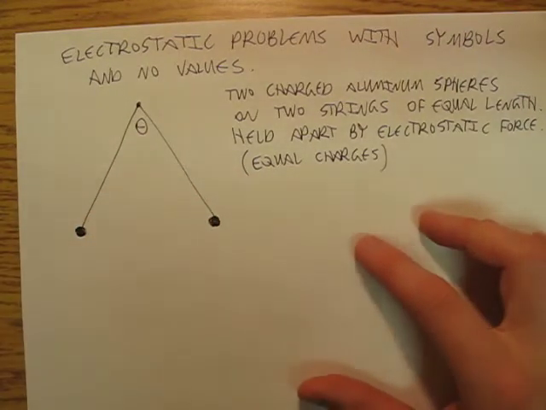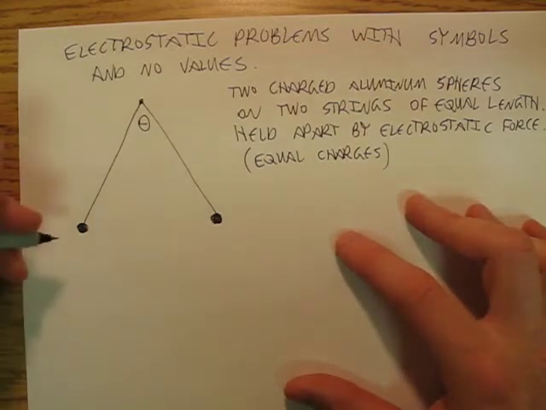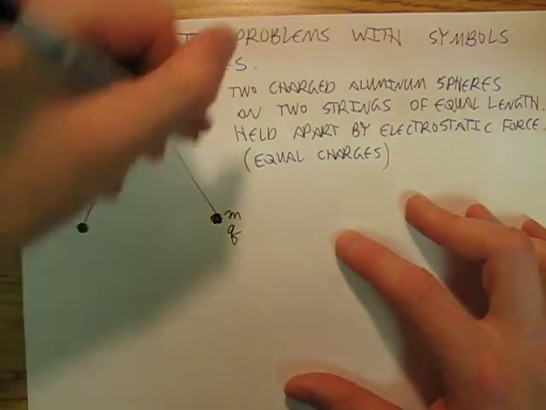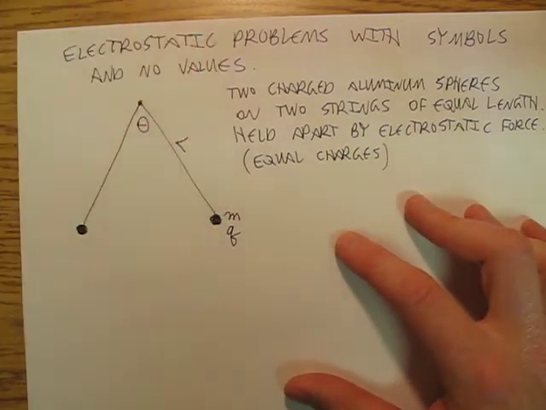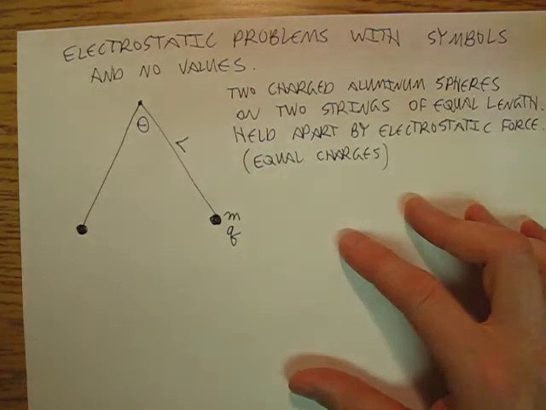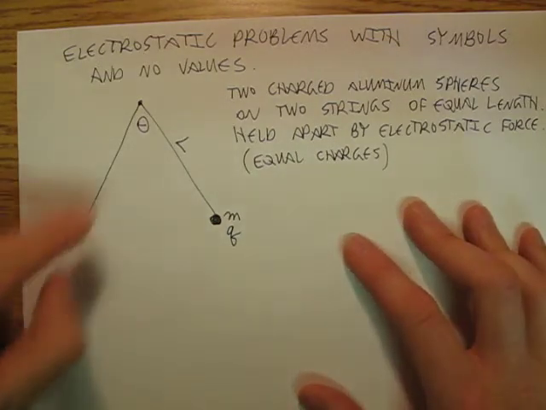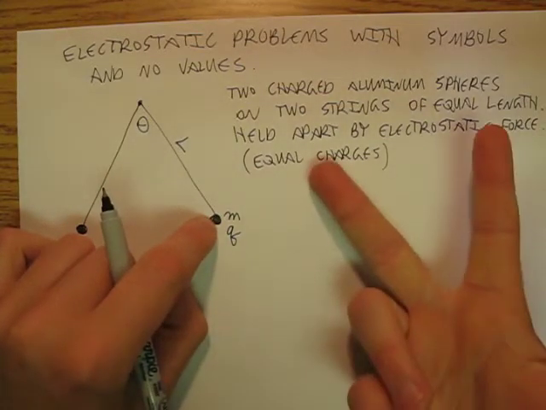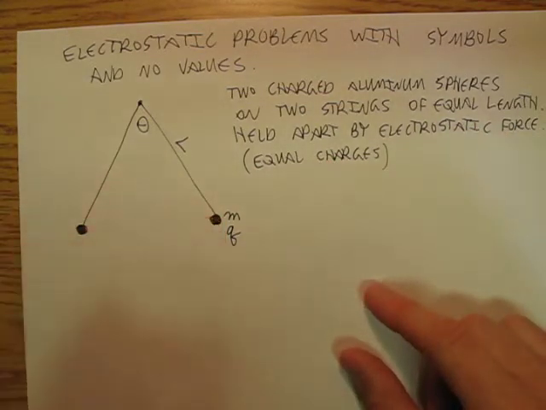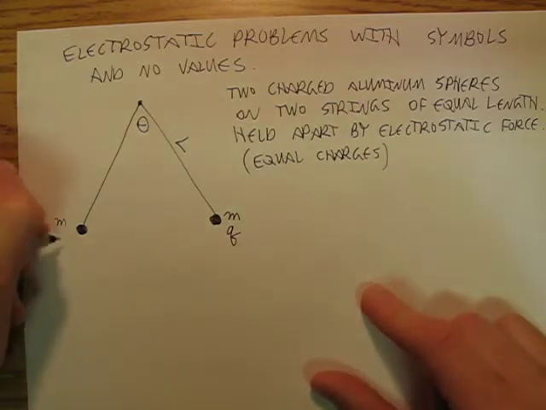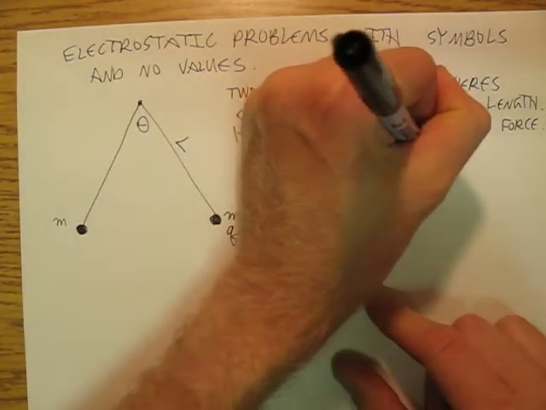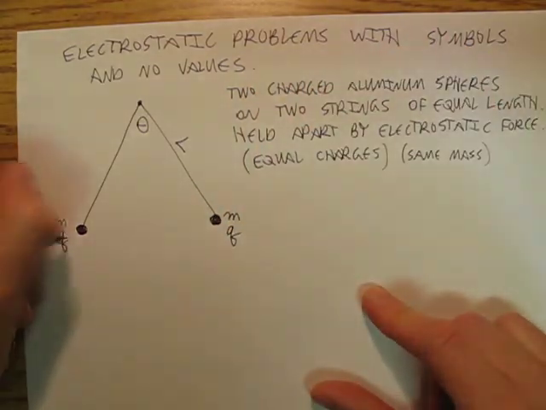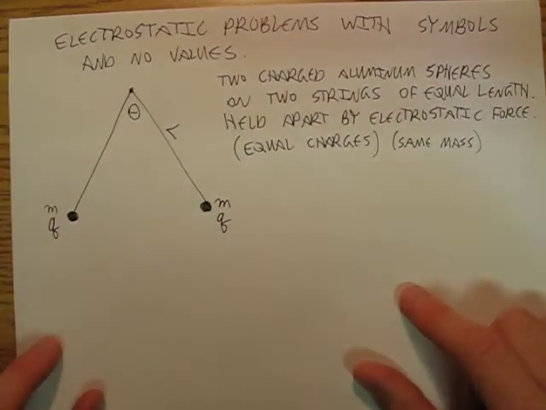And so, well, what do I know? I know they have a mass, and they've got a charge, and the string has a length, L, and there's an angle between them, theta. So the string has a length L, and the balls possess two quantities, which we're going to call mass and charge, and they have the same mass. They both have the same mass, and they both have the same charge.